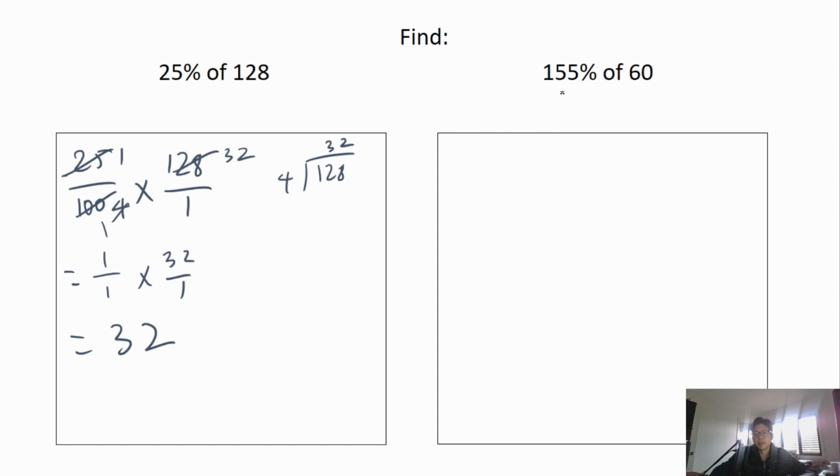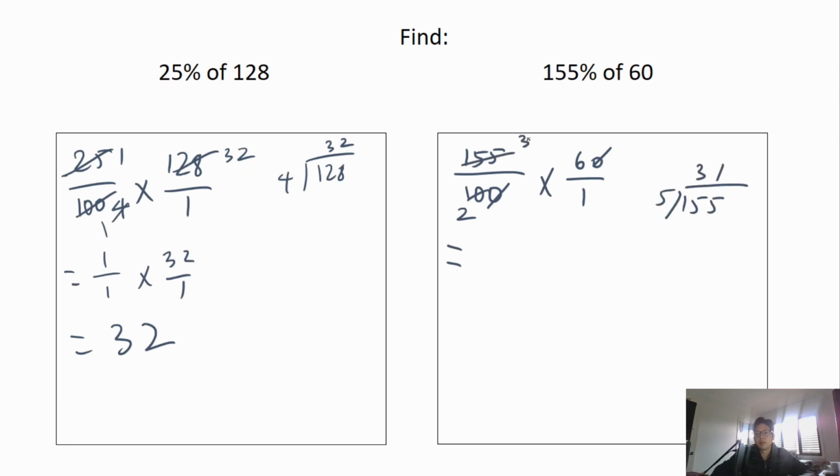Next one, same deal here, 155% of 60. Write that as a fraction first. 155 out of 100 times 60 over 1. Alright, now let's cancel out the zeros. That's the easiest one to do. Let's do that first. And now let's divide both the top here and the bottom here by 5. That gives us 2 down here, and 155 divided by 5 gives us 31. So we have 31 up the top here.